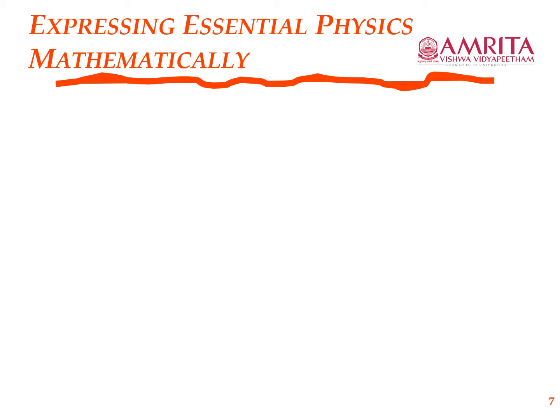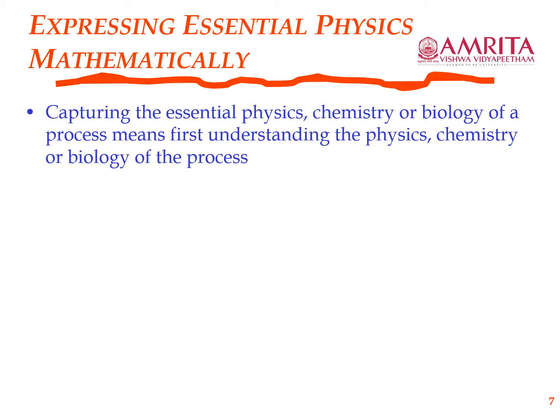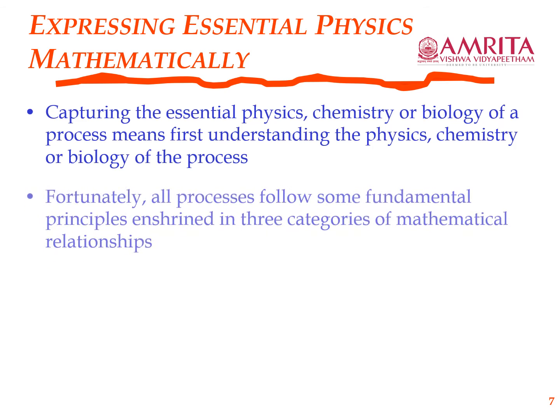How do we then express essential physics mathematically? Now we are looking at the broader picture of the various constraints. Remember, in one of the last lectures, we talked about how it is critical to capture the essential physics, chemistry, or biology of a process. And for that, we need to first understand the physics, chemistry, and biology of the process, and understand at what scale we are trying to look at the process and model the process, and accordingly decide what is the essential. Now, once we capture this essential, we have to express this essential physics mathematically.